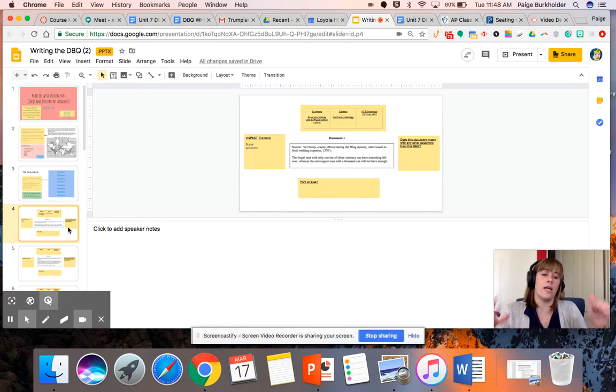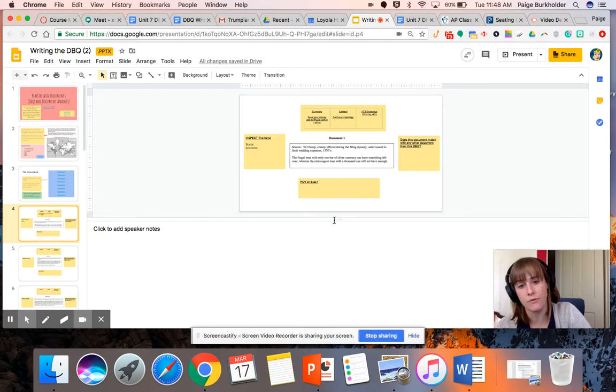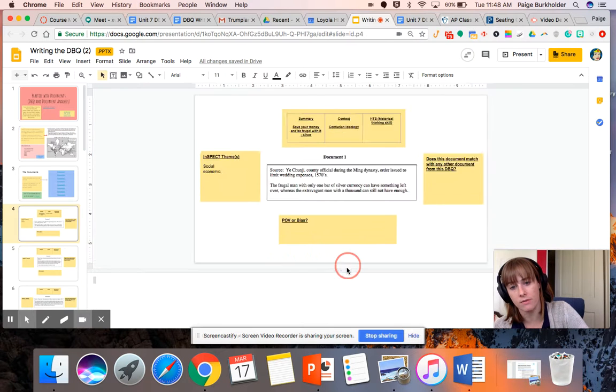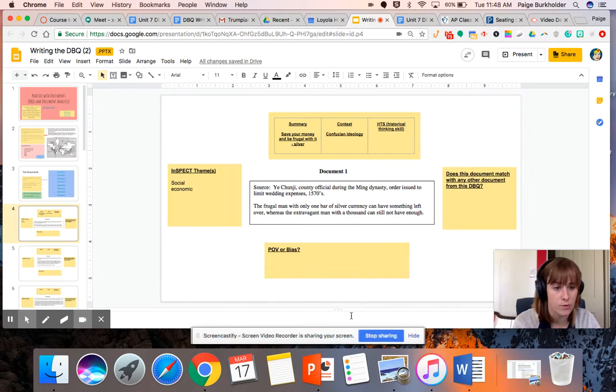Okay, once you've contextualized, once you've built the context portion of your intro paragraph, you want to start reading your documents. Okay, you haven't written a thesis yet because you haven't read any of the documents. You have to read the documents before you can make arguments. So once you get to your documents, you want to extract this information from the doc. You want to create a summary, and I've included context and historical thinking skill to your summary.